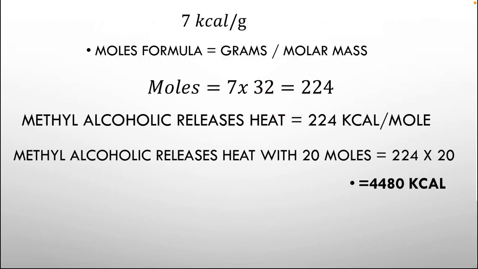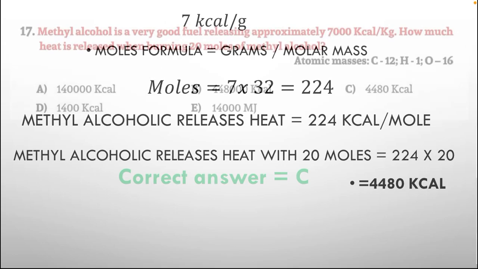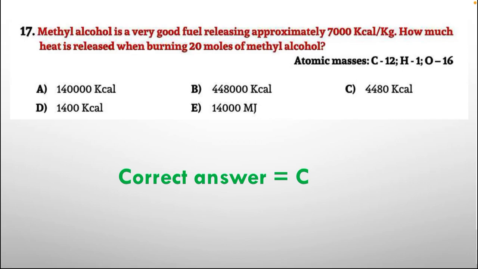Moles formula equals grams divided by molar mass. Moles equals, according to that, 7 multiplied by 32 equals 224. Methyl alcohol releases heat equals 224 kilocalories per mole. Methyl alcohol releases heat with 20 moles equals 224 multiplied by 20, and you will get 4480 kilocalories. And according to that, option number C is correct.